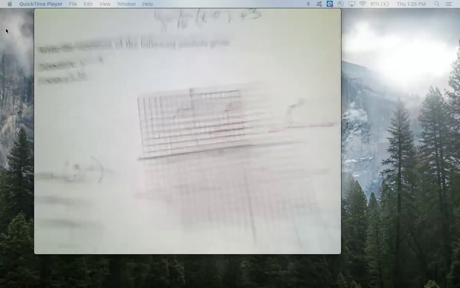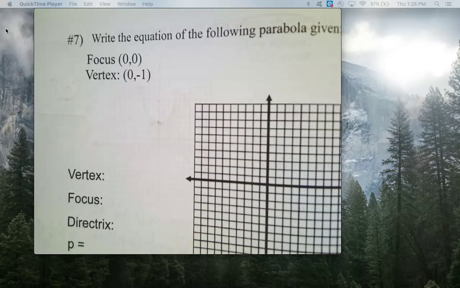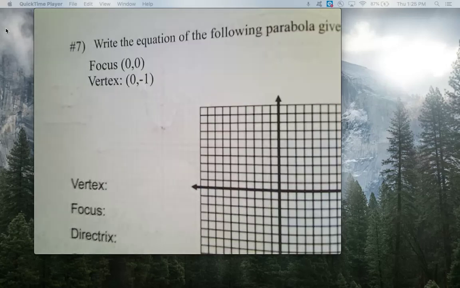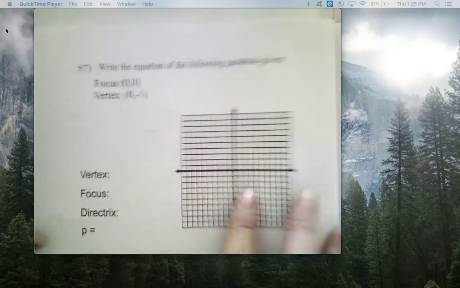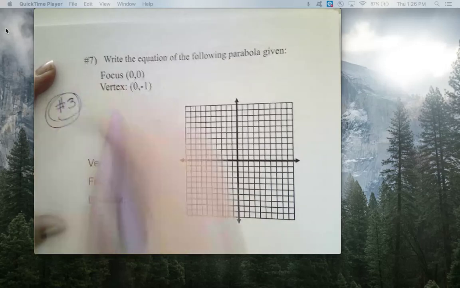All right. Then flip over, take a look at number 7. Try number 7 on your own for me. Careful about what they give you. They give you the focal point and they give you the vertex. Do we post on decimals as well? Of course. Number 3 for me, please.